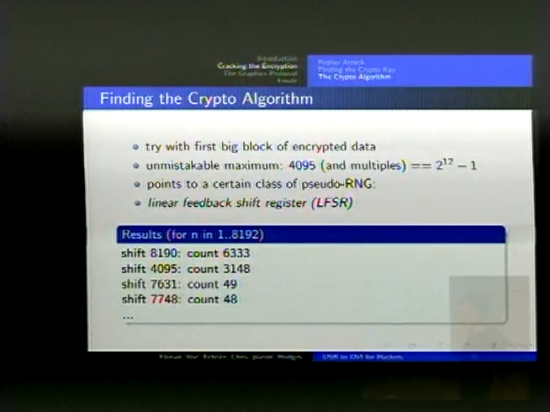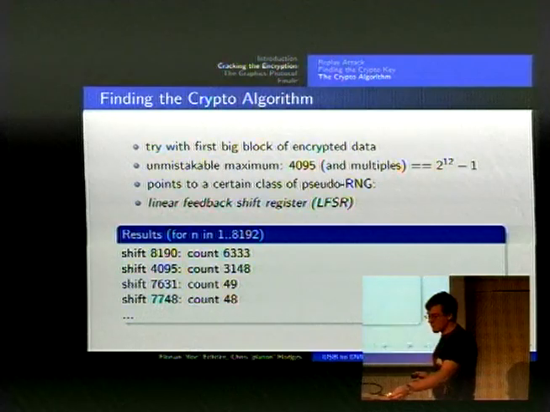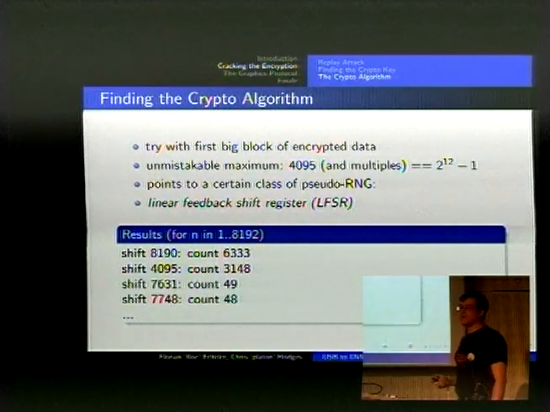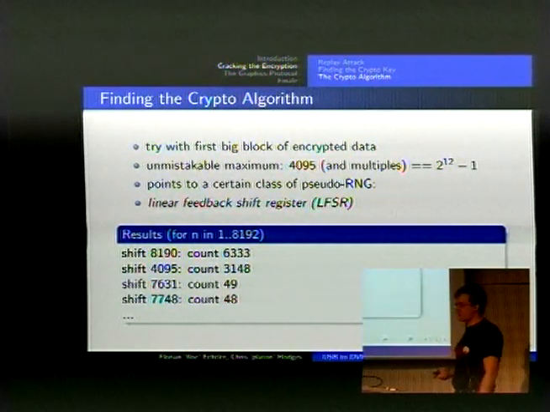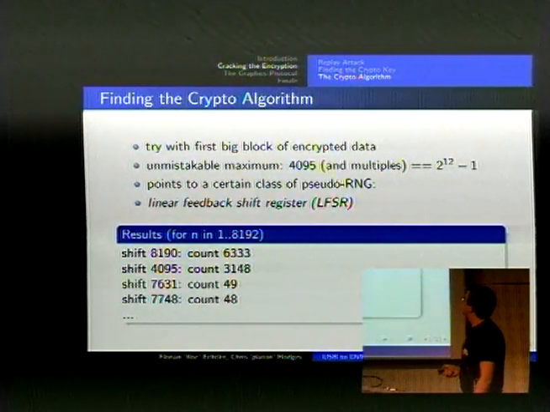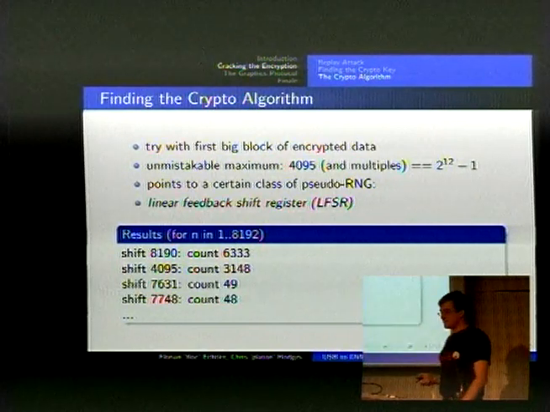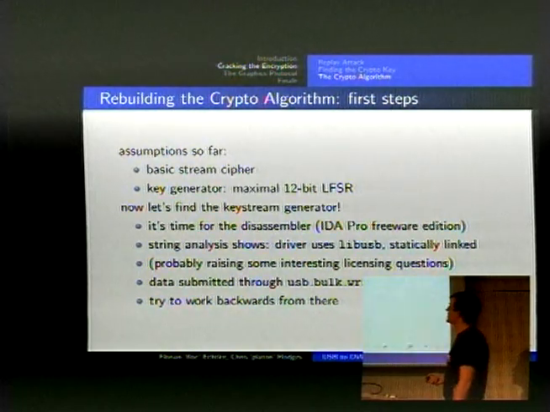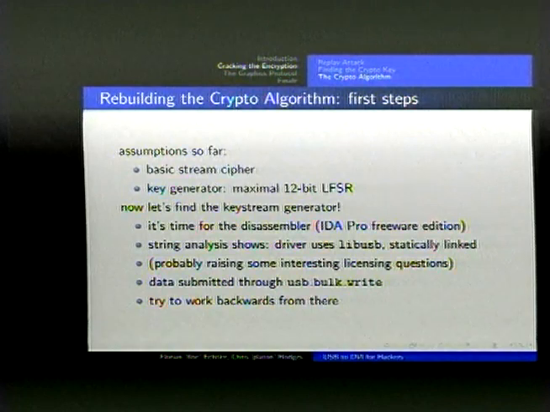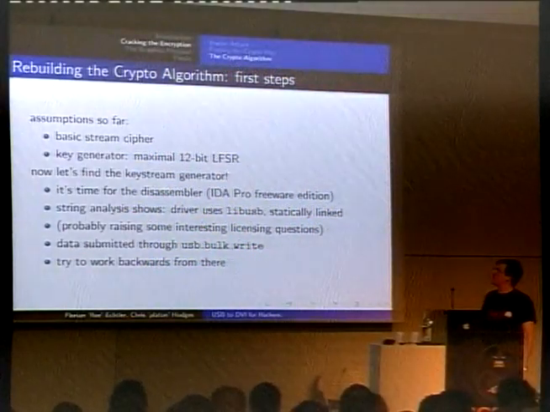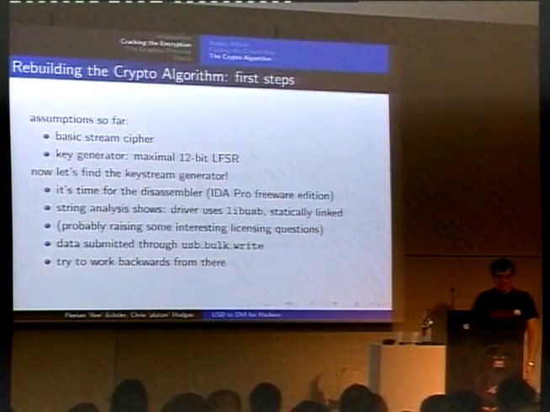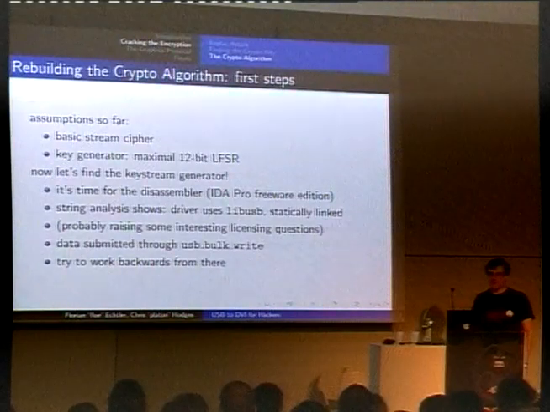This is also interesting because these registers are often used in FPGA and ASIC programming, because they are very fast, so this might have been a convenient choice for the developers of this device. Of course, this doesn't help too much if you only know the key length. What you need in the end is the key stream generator. So our two assumptions were that we have a stream cipher with an LFSR random number generator, a maximal LFSR, which means that it actually uses the maximum possible period, which is 4,095 bytes.